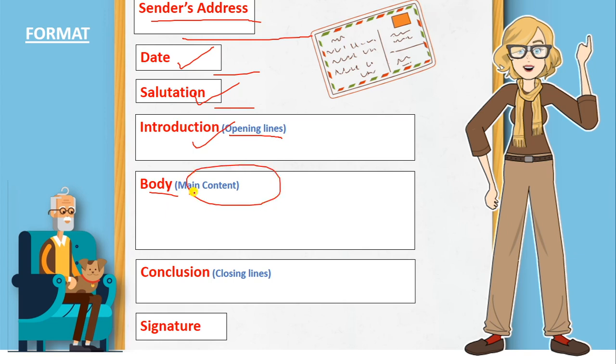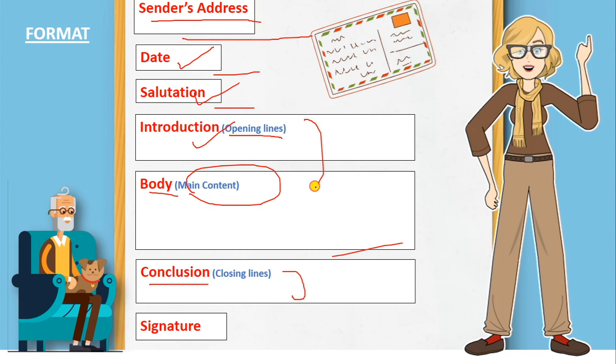Like here we are going to write about the harmful effect of junk food, and then we will advise him about how to maintain good health, and in the end you will use closing lines to conclude the letter. You will not leave the letter in between. You will always use closing lines like pay my regards to your father, mother, and your younger brother, things like that.